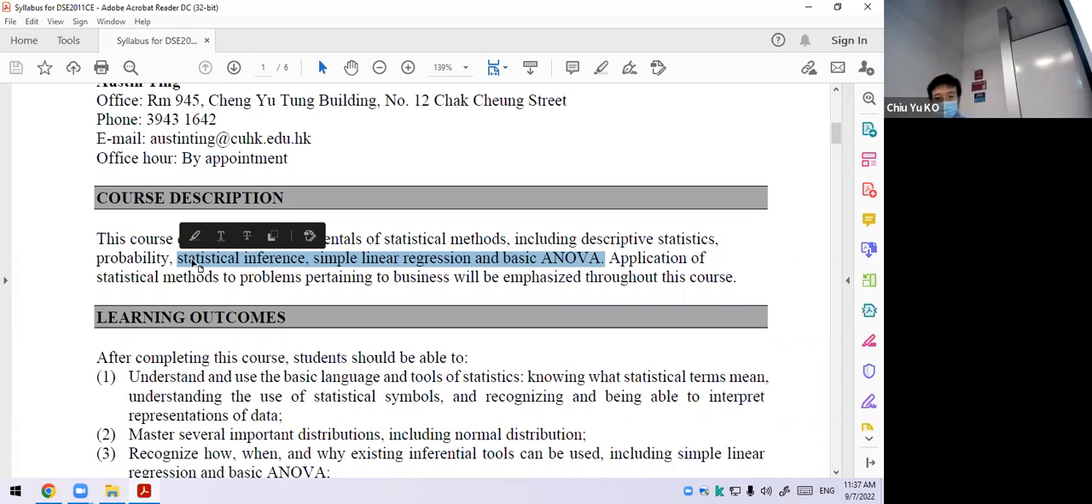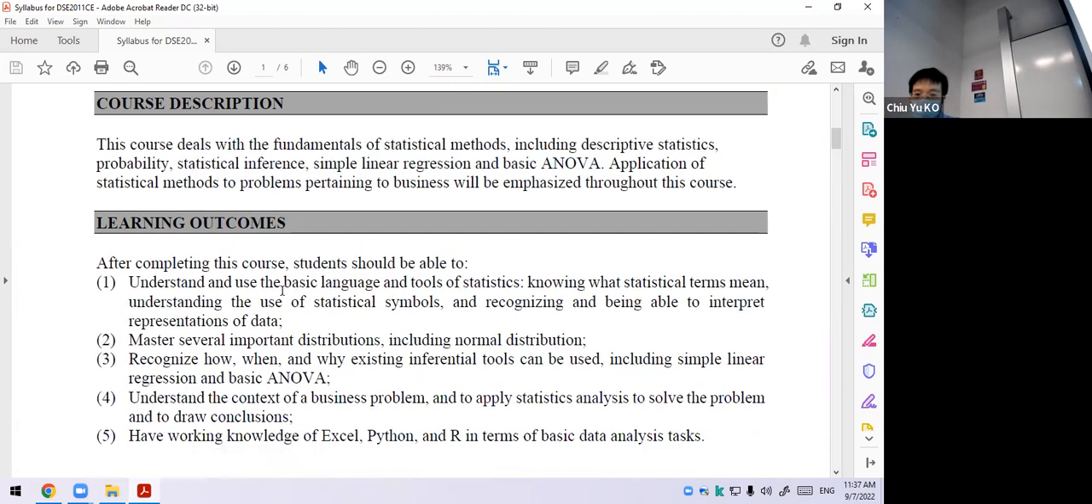So this is a required class, so that's why you choose other sections with the same course. There's no variation of the material between our section and the others, just the way we present. So that's why we share the same course outcome.